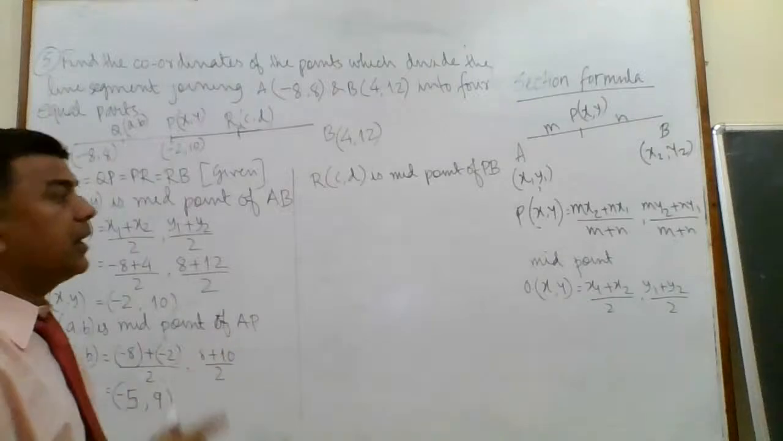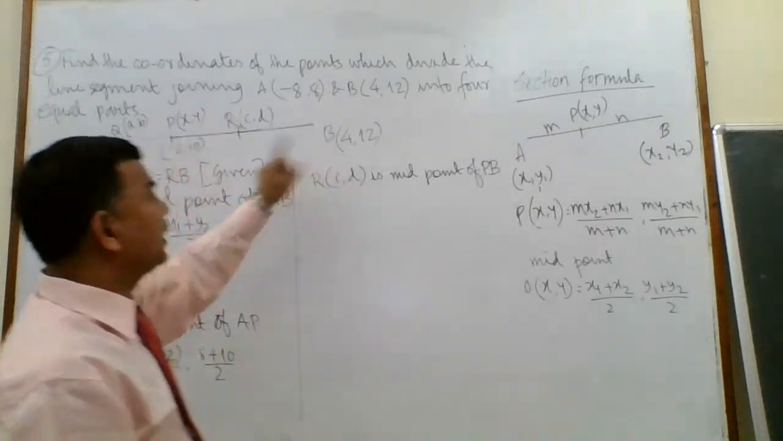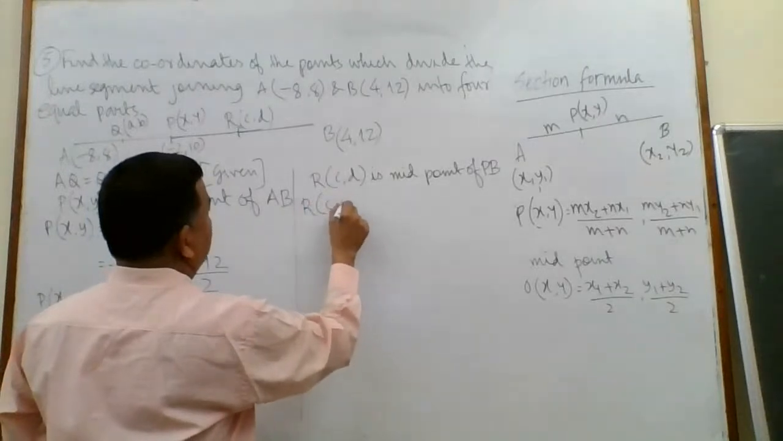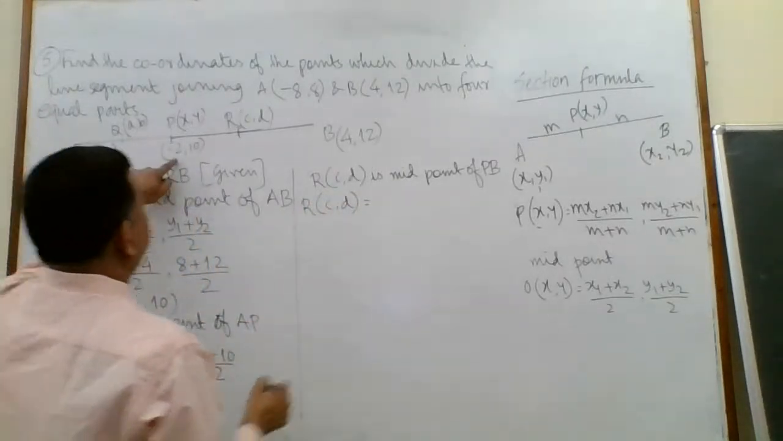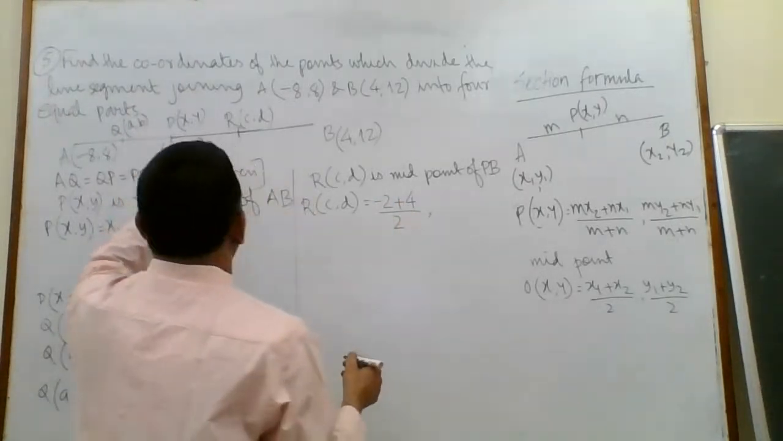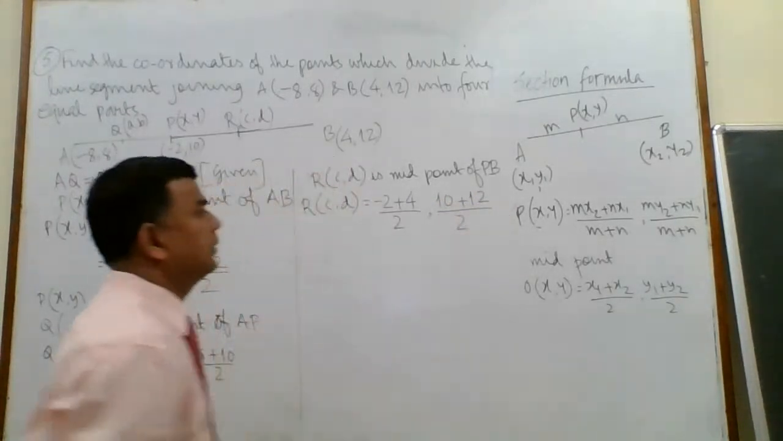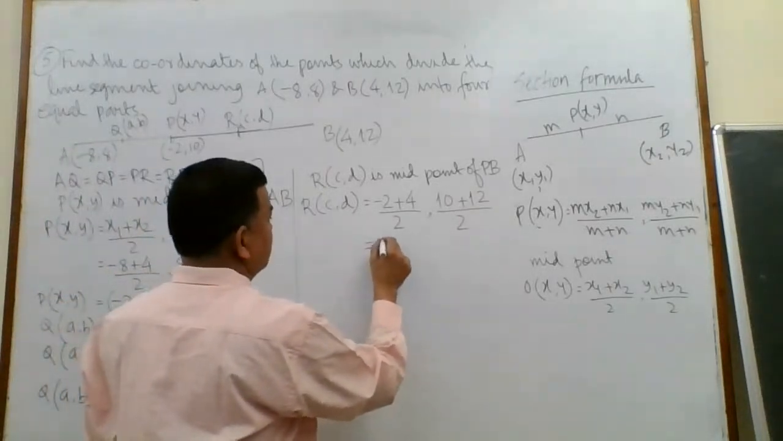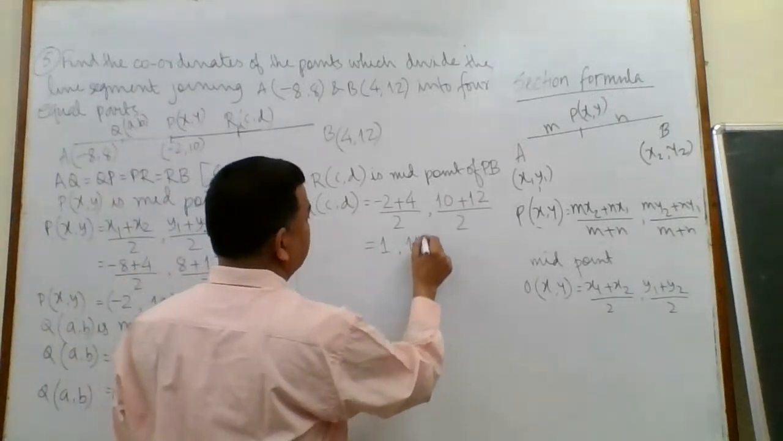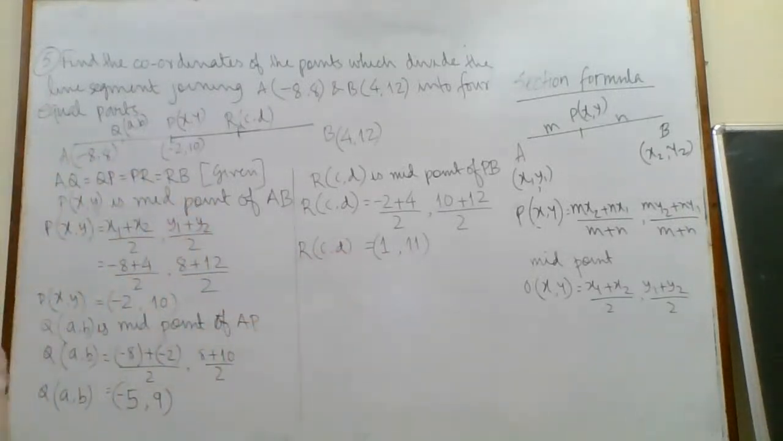That means we are again going to apply the midpoint formula. This time out of P and B, one will act as X1, Y1, the other as X2, Y2. So R: minus 2 plus 4 divided by 2, 10 plus 12 divided by 2. 4 minus 2 is 2, divided by 2 is 1. 10 plus 12 is 22, divided by 2 is 11. So we got the coordinate of R also.